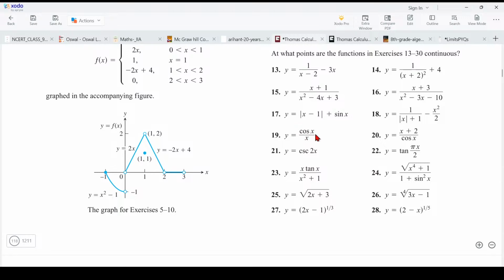At 0, what is the value? Cos 0 by 0, which is 1 by 0, we don't know. We don't know, so it is discontinuous. Okay. Can you imagine the graph of cos x by x? How does it look?